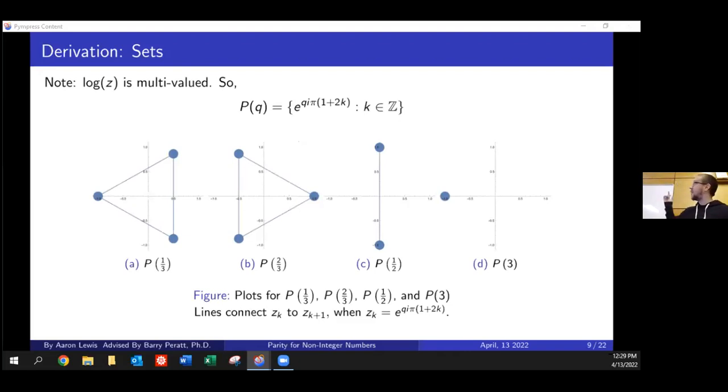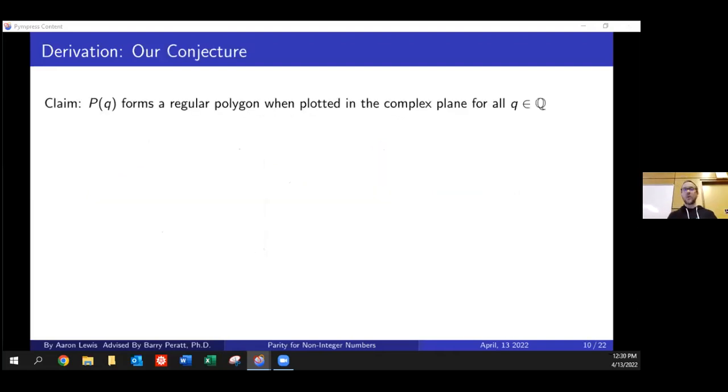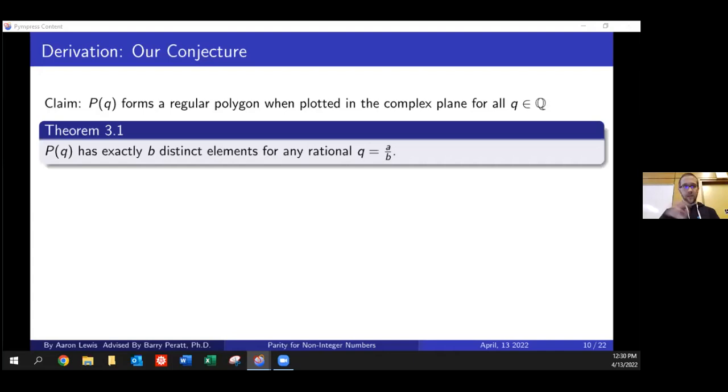For a third and 2/3, we actually see that they form these triangles. For a half, it's just 2 points, and for any integer, it will just be the point -1 or +1. But you can see that with the fractions that aren't a half and aren't an integer, they do appear to be a shape. So we will make a claim that P of Q is going to form a regular polygon when plotted in the complex plane for any Q, with the aforementioned exceptions.